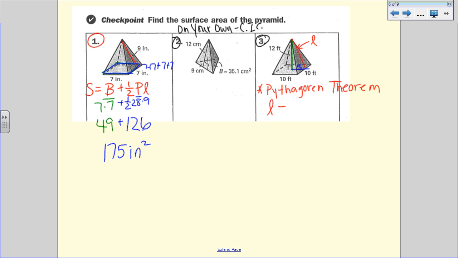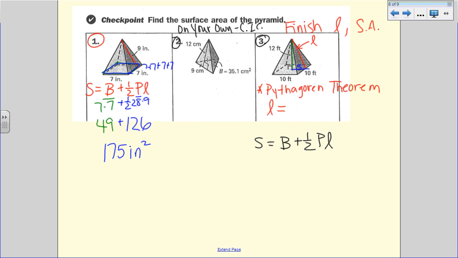And get what slant height equals. And then you're going to have to do the surface area equals the area of the base plus 1/2 perimeter times L. So you guys are going to finish this one. You're going to find L and then surface area.